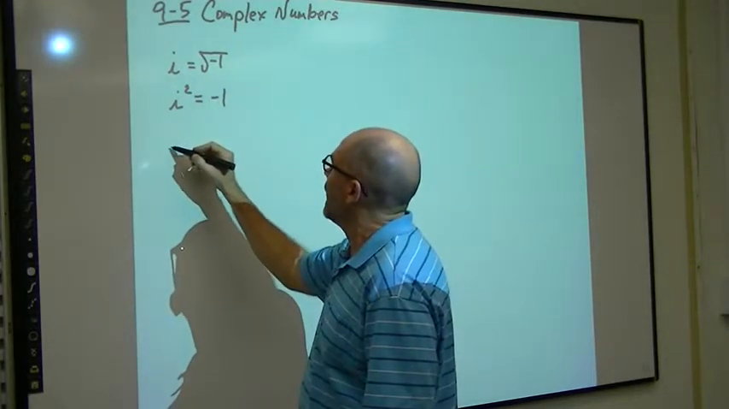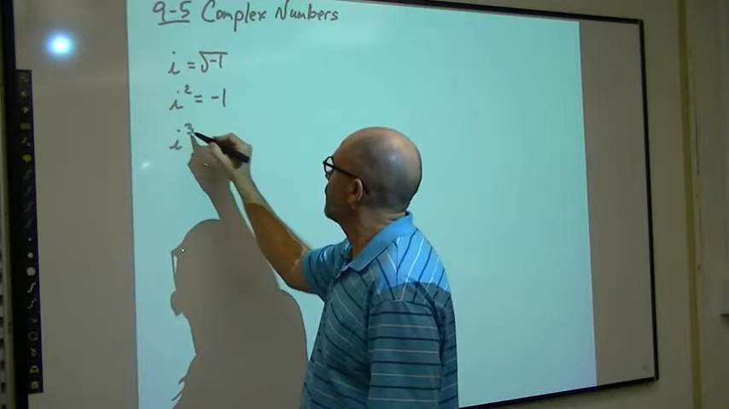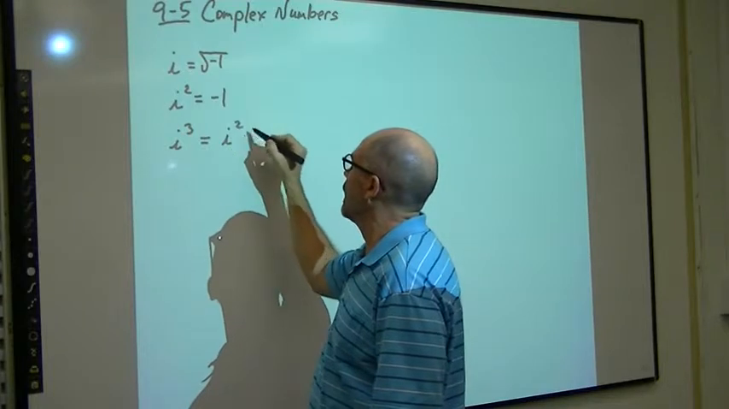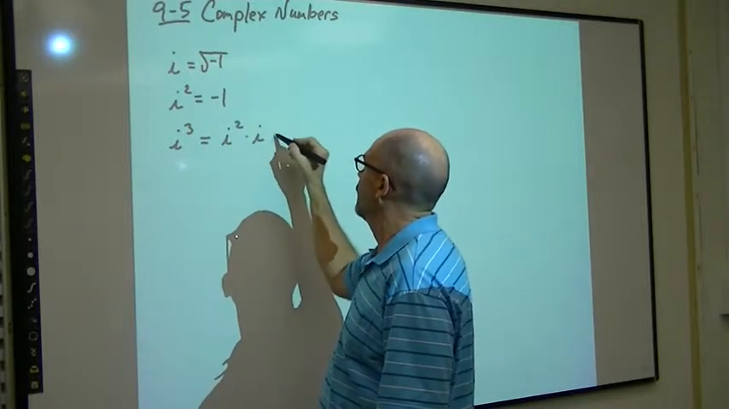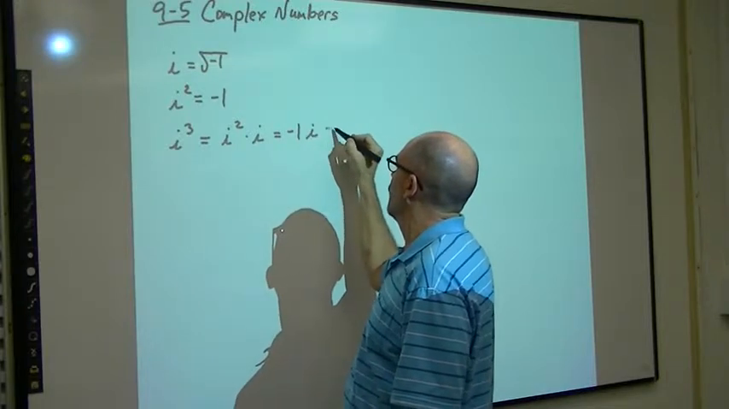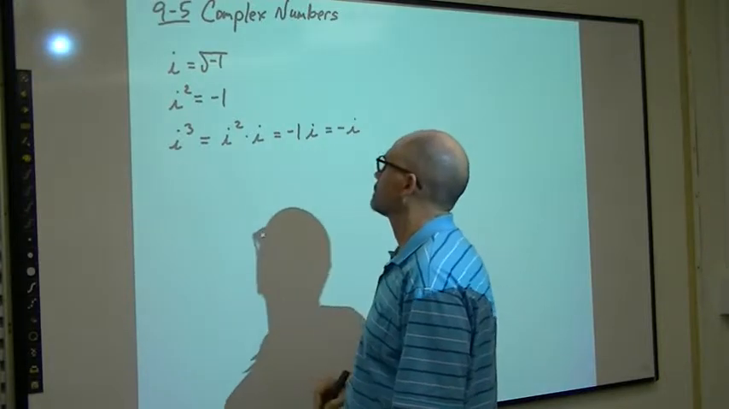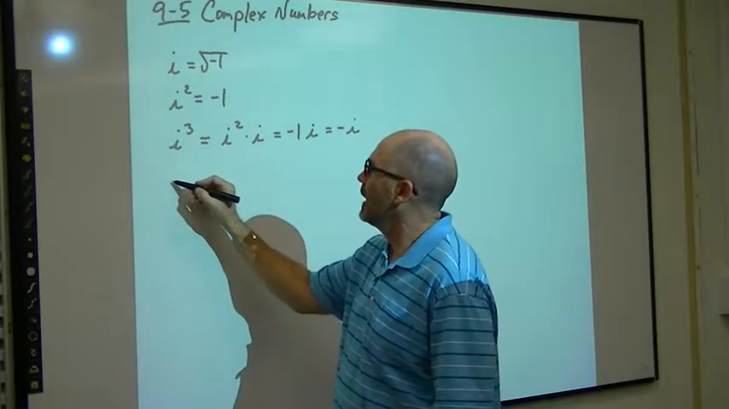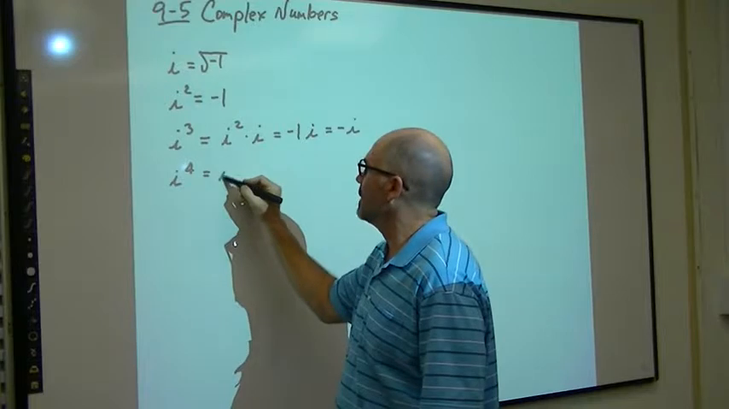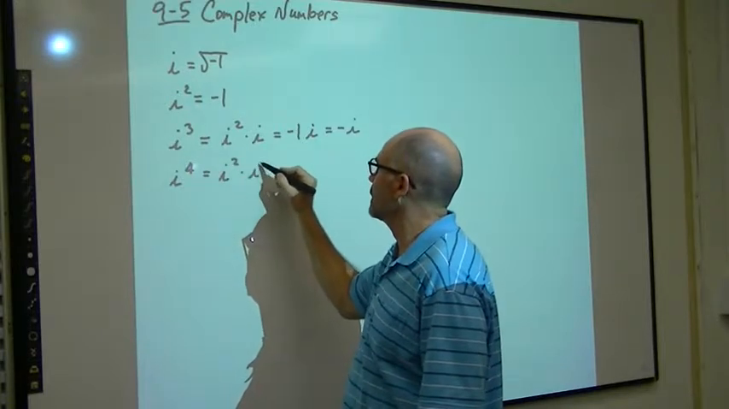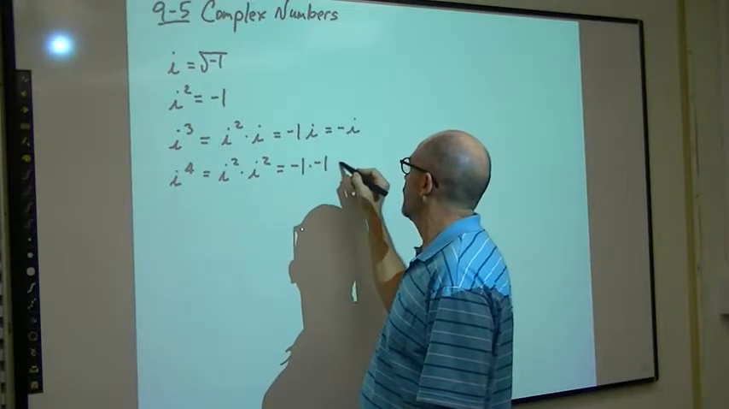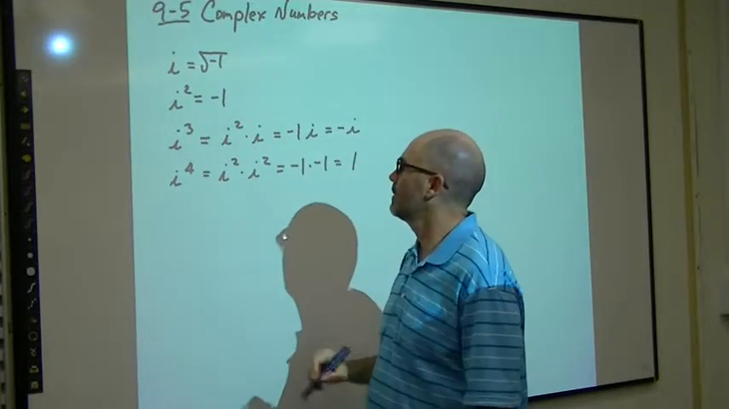Now, if I cube the square root of -1, then that's really i squared times i, which is -1 times i, which is just -i. Okay, now, if I take i to the fourth, that's going to be i squared times i squared, which equals -1 times -1, which equals 1.